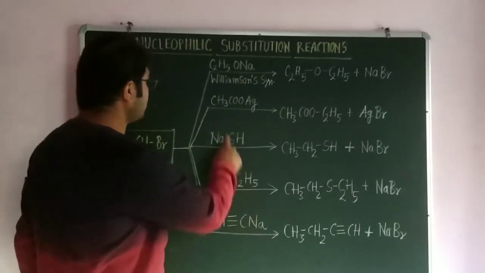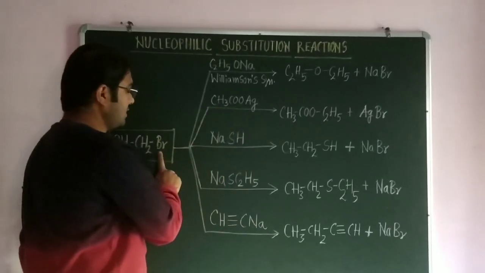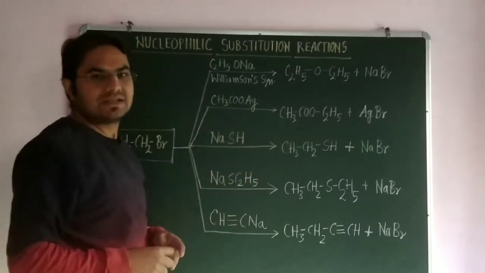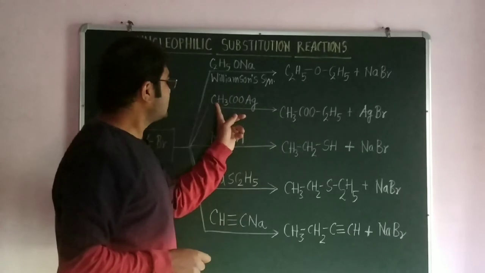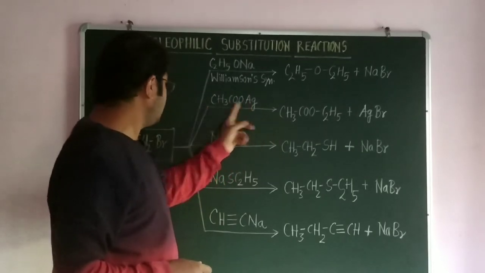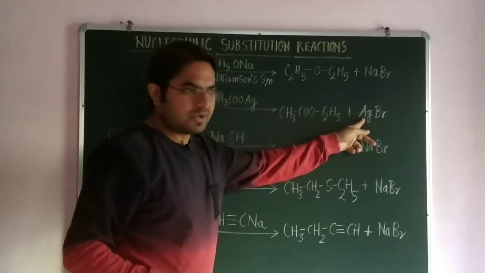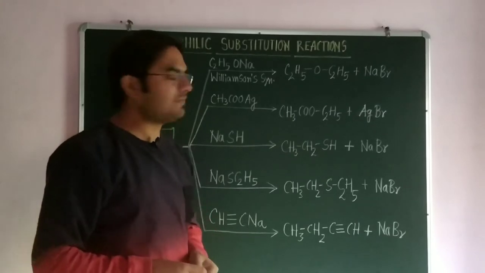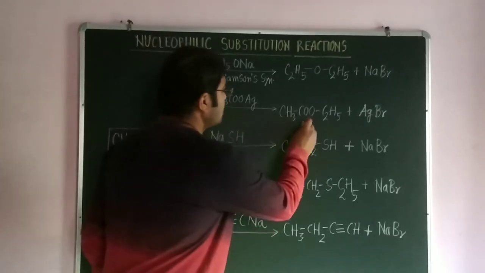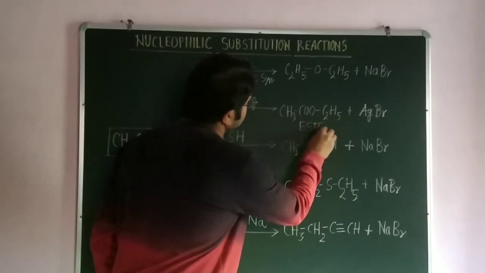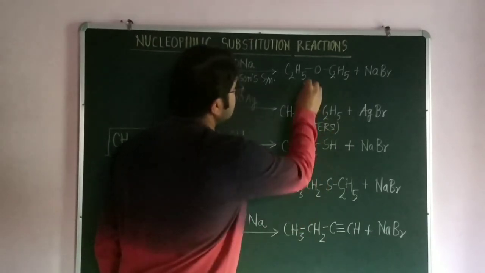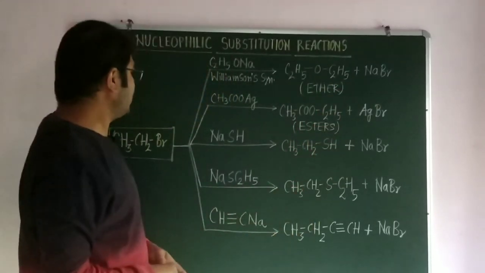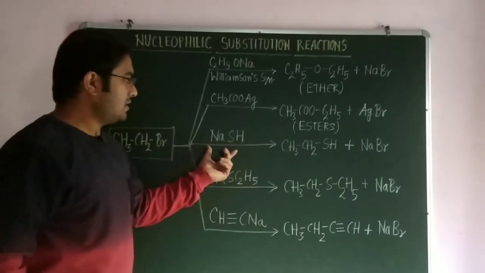Then similarly, the next method is when haloalkane, bromoethane, is treated with CH3COOAg, known as the silver salt of carboxylic acid. Here AgBr is out as a byproduct, and CH3COOC2H5 is formed. So this is another functional group that is known as esters. So these are esters, and the earlier group is ether. New functional groups are formed in this way.